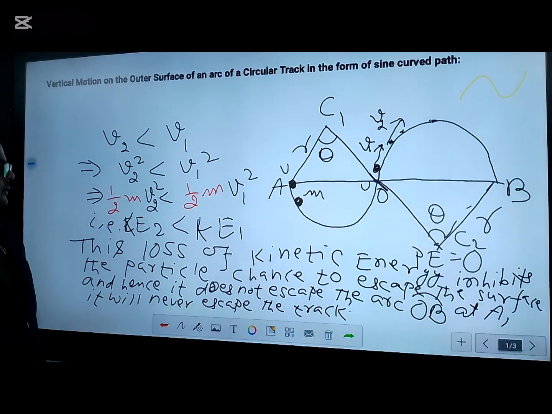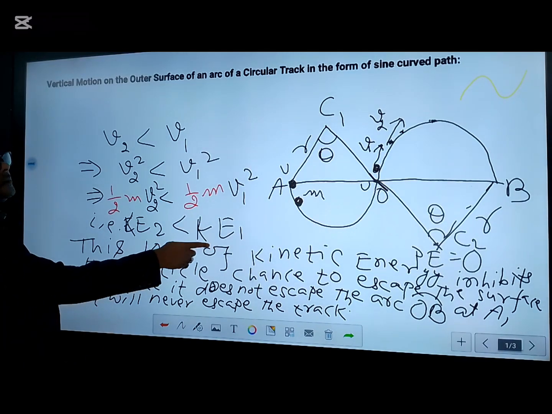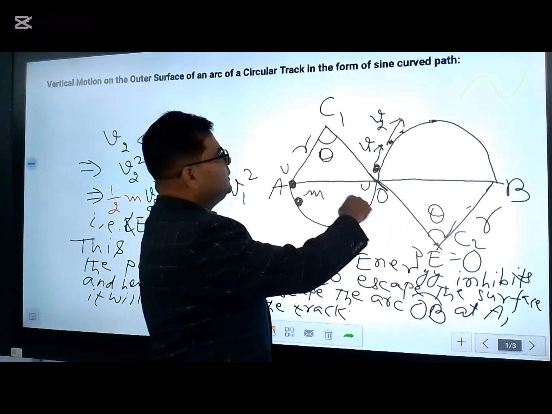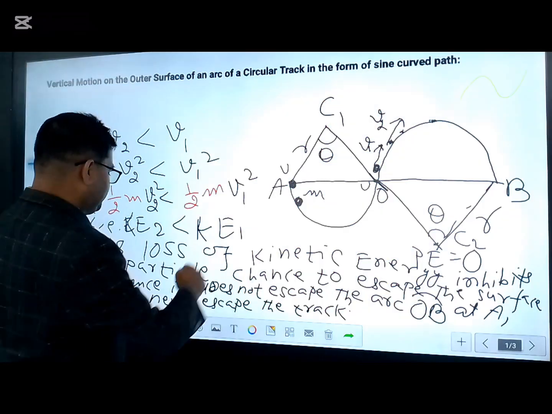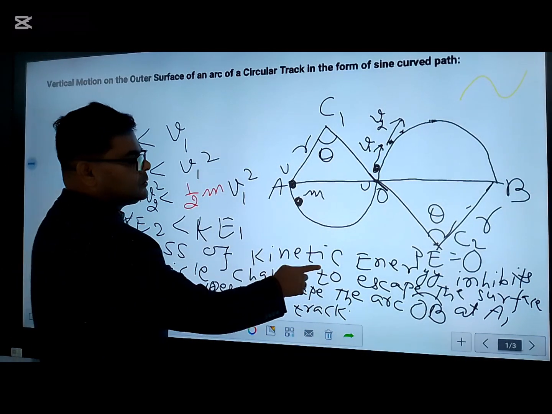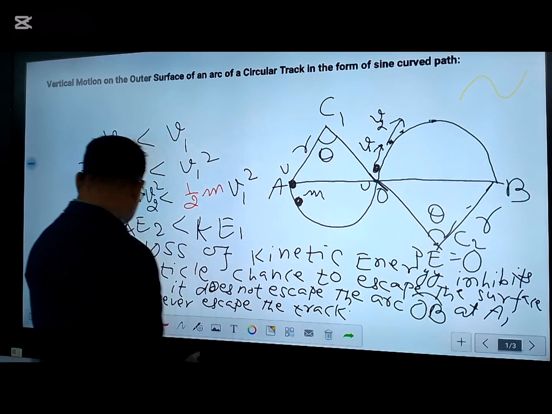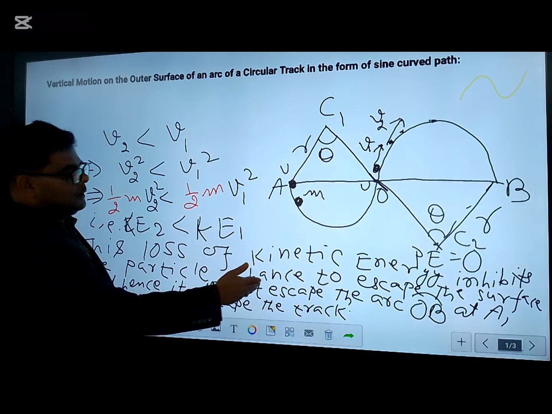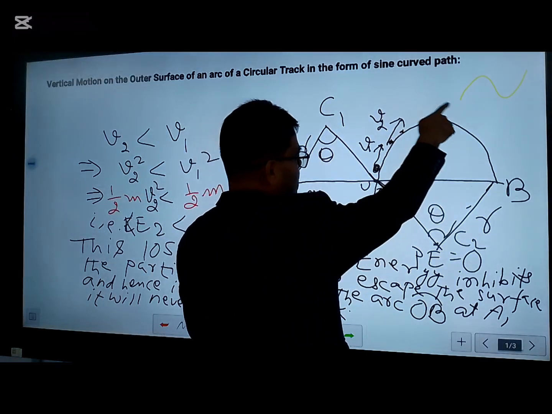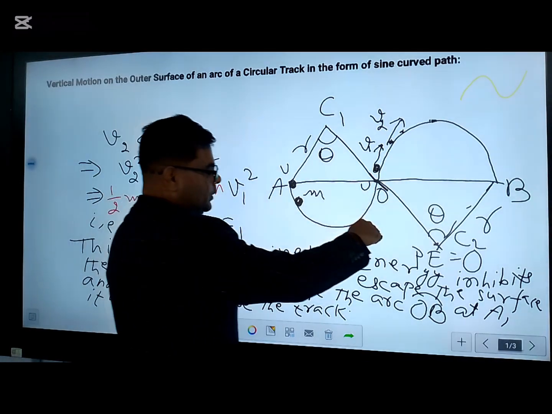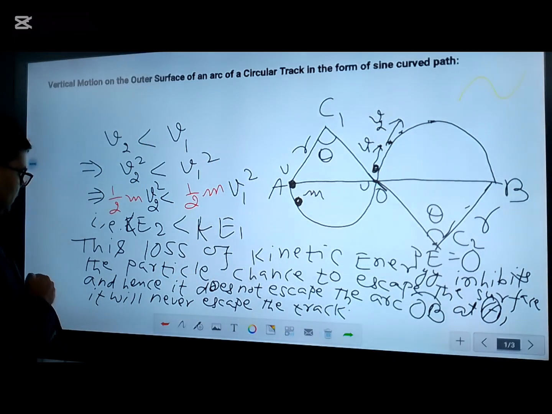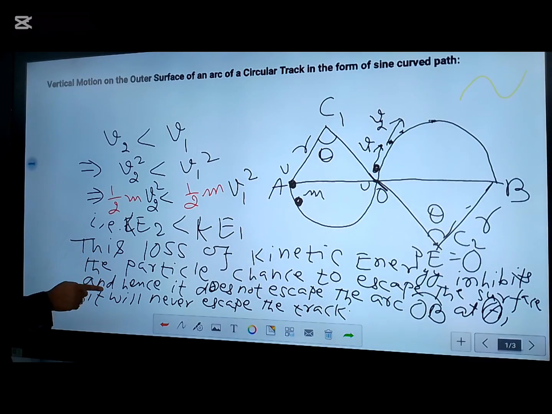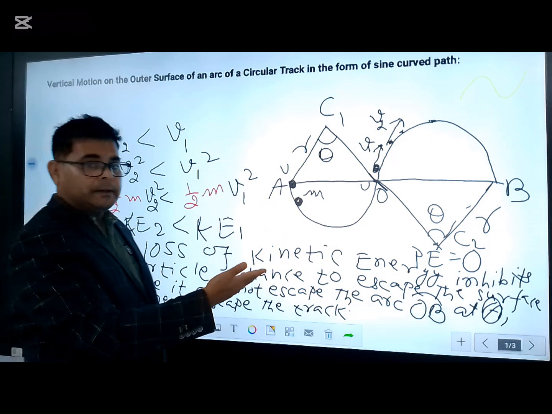So what we finally see is that this loss of kinetic energy inhibits the particle's chance to escape the surface, and hence it does not escape the arc OB at O. In fact, it will never escape the trap.